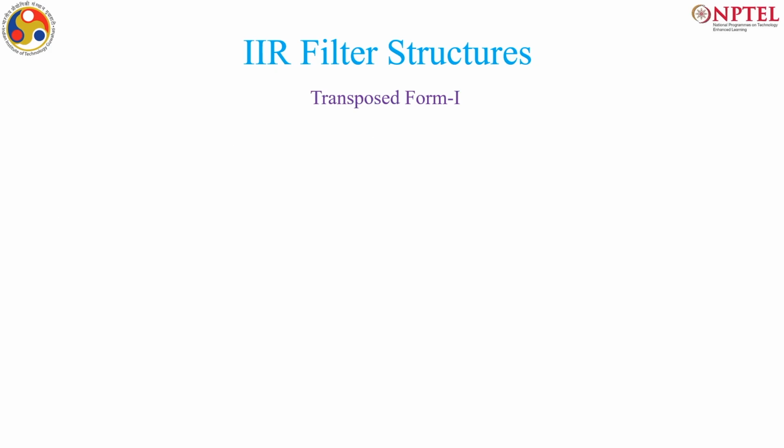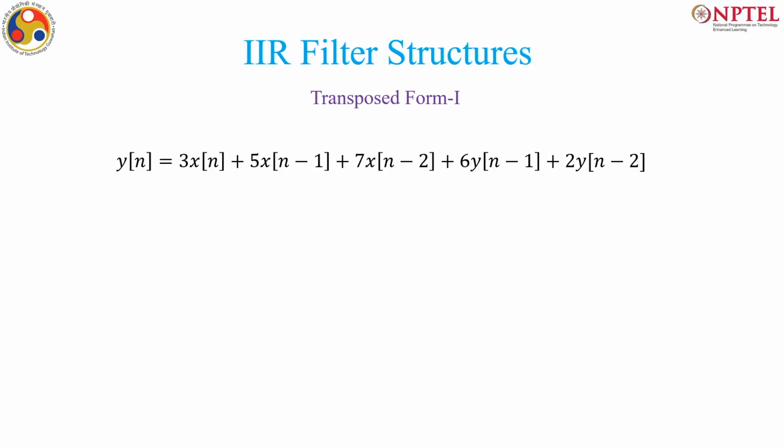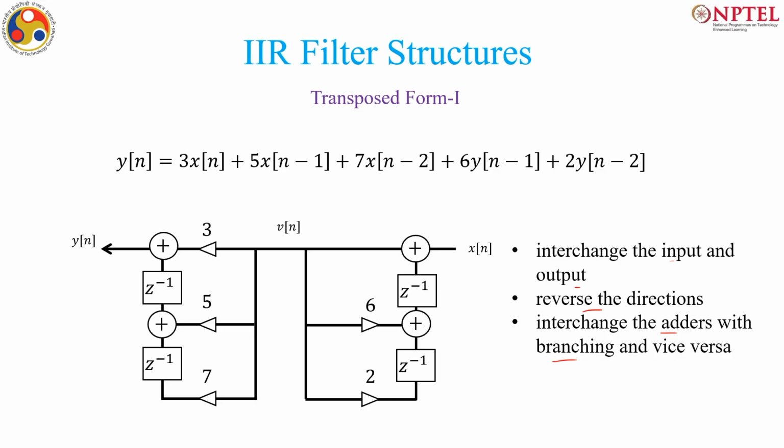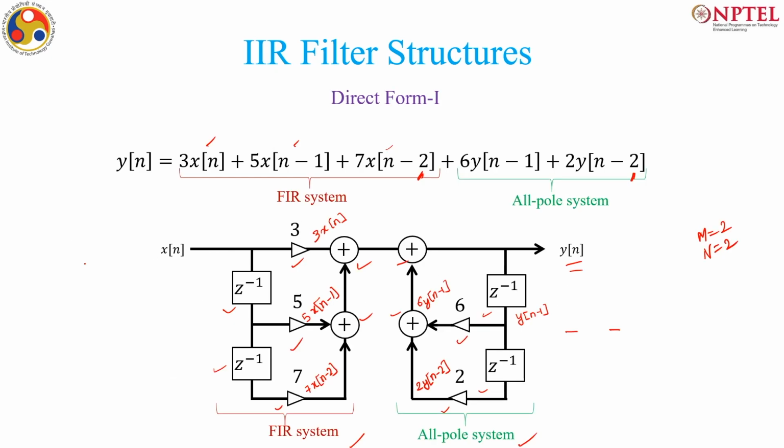Okay. So, next is the transposed form, and this comes from the concept of the signal flow graph. In this transposed form, we will use the same difference equation, and the changes we will make to the direct form 1 are: first, we will interchange the input and output; next, we will reverse all the directions; and third, we will interchange the adders and the branching elements and vice versa. So, if you quickly see the direct form 1 initially, this is the direct form 1.